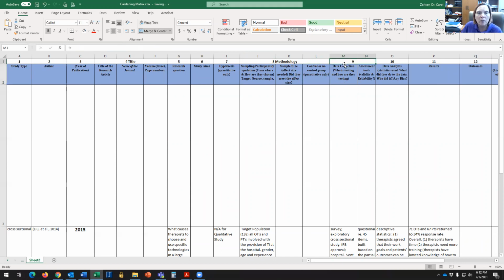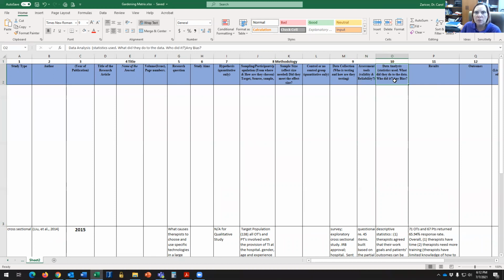Okay, number 9 is your data collection and assessment tools. So for data collection, who is testing? Who's doing the testing, and how are they testing? What are they doing? Are the researchers taking all the data? Do they have helpers doing it? Or how is it being collected? And then what assessment tools are they using? Are those assessment tools valid and reliable? Have they been tested?